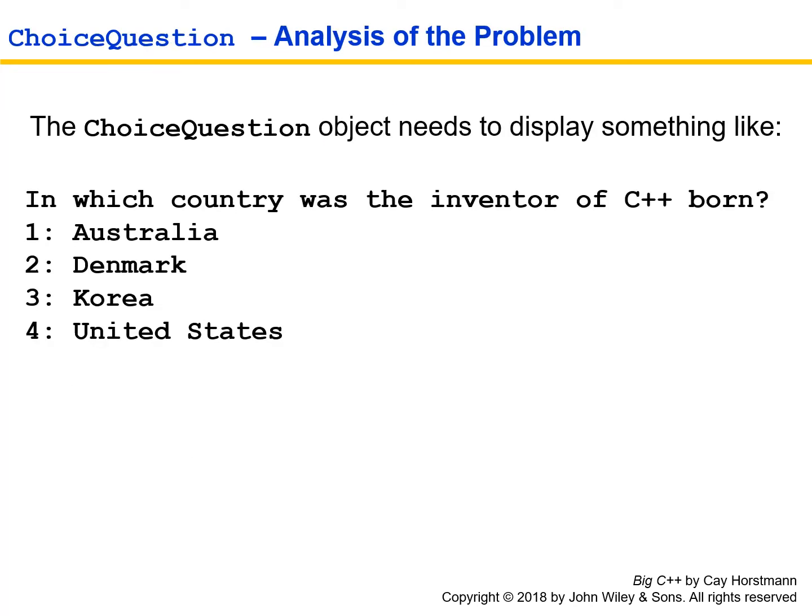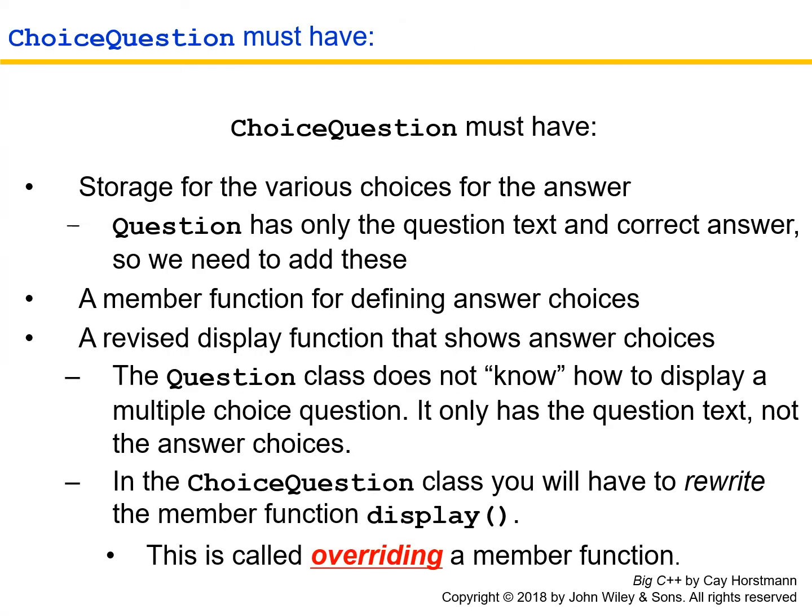Now, how is the ChoiceQuestion supposed to behave? It needs to display something like the following question. There's a question text, and then there are several answer choices numbered 1 through 4, and then the user would simply type 1, 2, 3, or 4 as the correct answer. ChoiceQuestion, therefore, has to have some sort of storage for the various choices for the answer. We would probably implement a vector of strings that would hold the answer choices.